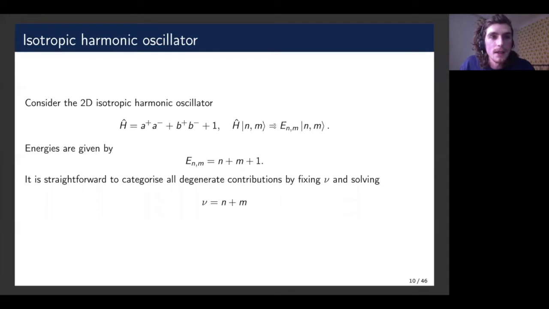Now to give an example of how this works in the isotropic harmonic oscillator, we have the following Hamiltonian, where the A's and B's do not commute, and the commutation relation of A minus and A plus is one, and similarly for B minus and B plus. And so the spectrum in terms of the quantum numbers N and M is given by this equation, E_NM. The problem to count these is to find some number nu, which is equal to N plus M, and then arrange this number nu in increasing order: 0, 1, 2, 3, 4, and so on. And we can do that fairly simply.